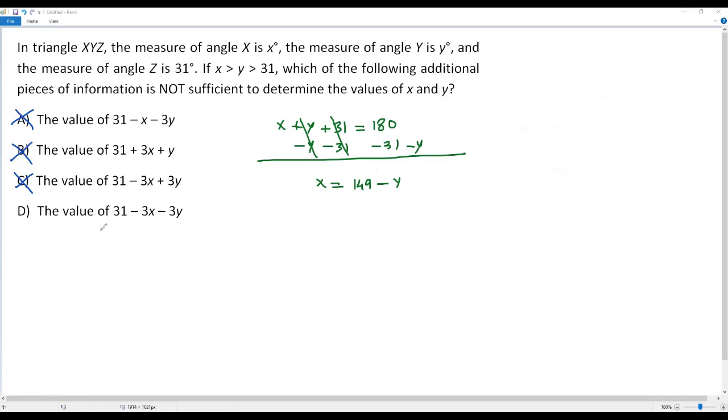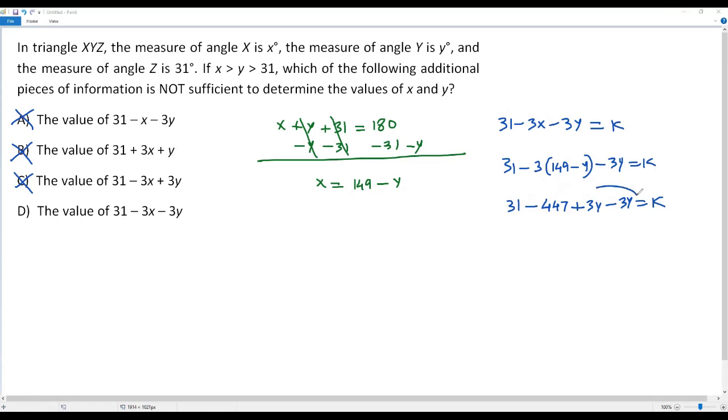Finally, we can consider the information in answer choice D. Let's assume the value of this expression is k. Then we get 31 minus 3x minus 3y equals k. Then we have 31 minus 3 times, for x, we plug in 149 minus y, minus 3y equals k. When I distribute the negative 3 to the 149, I get negative 447. Negative 3 times negative y is positive 3y, minus 3y equals k. Here the positive 3y and negative 3y become 0. Then we get the result 31 minus 447 equals k. So y is no more in this equation.